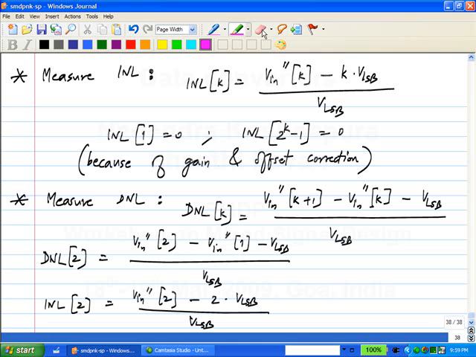This is VLSB. So you get V double prime of 2 minus 2 VLSB, divided by VLSB, and INL is the same thing. Okay. So for code word equals 2, DNL and INL are the same.